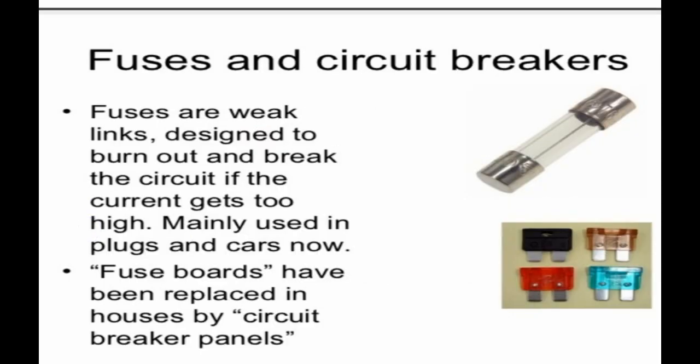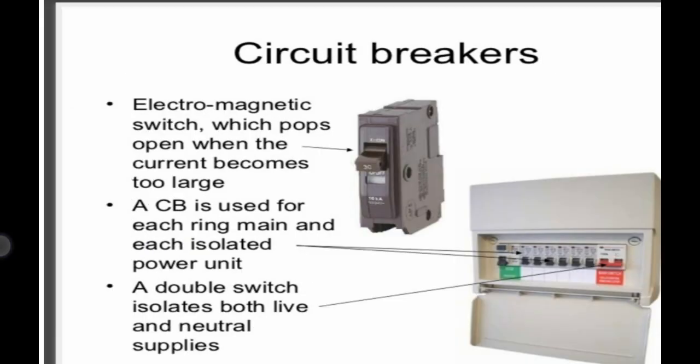These are different types of fuse breakers. This is a capsule fuse, and these are the fuse boards which we will be using. Then we have this circuit breaker, the MCB, an electromagnetic switch which pops open when the current becomes too large. Somewhere there will be a button which gets tripped down. So a CB is used for each ring main and each isolated power unit, or a double switch isolates both the live and neutral supply.